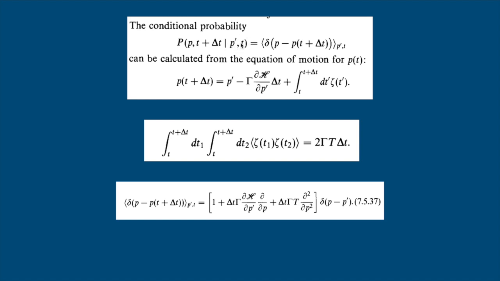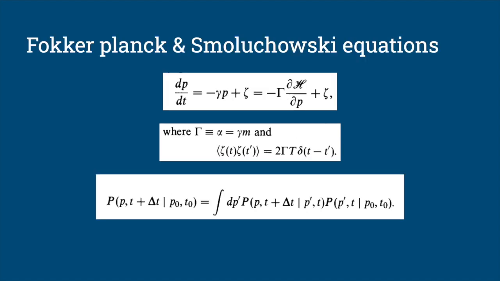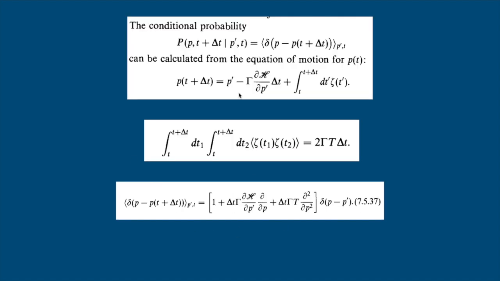If the particle had momentum p dash at time t, then what is the probability that it would have momentum p at time t plus delta t? So that's the average of p minus p of t plus delta t, given p dash and t. We can calculate this from the equation of motion that we saw before and substitute it in this integration variable. The average of this third term, the random force term, will anyway average to 0. However, note that its square will be proportional to delta t.